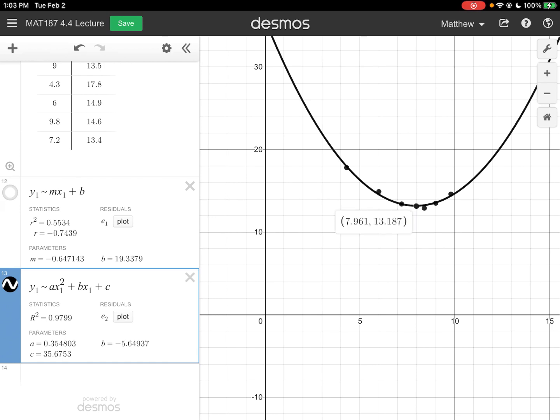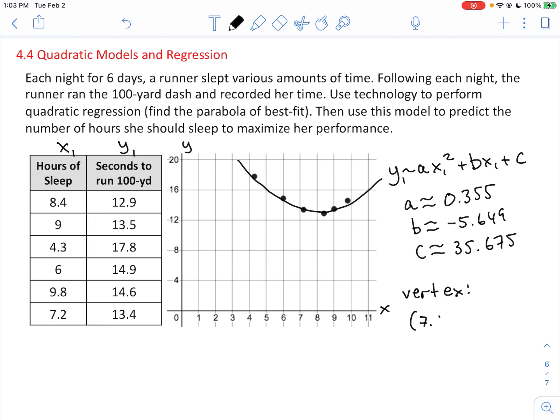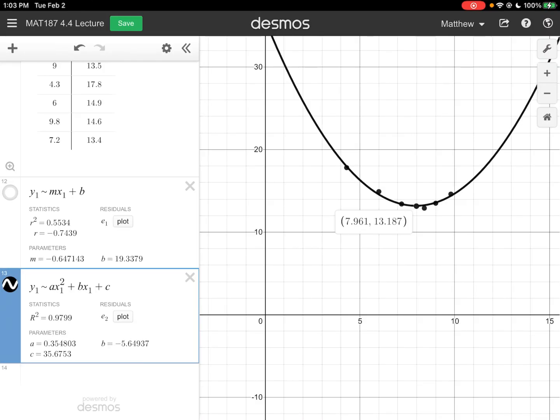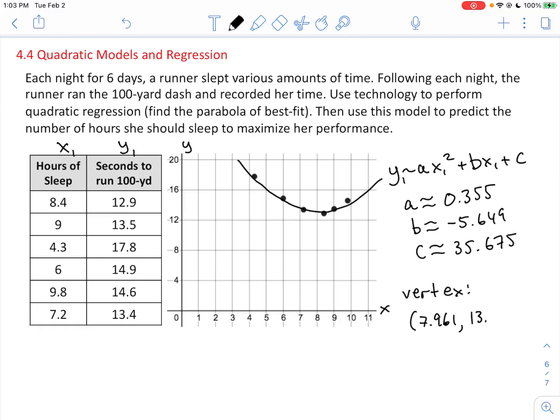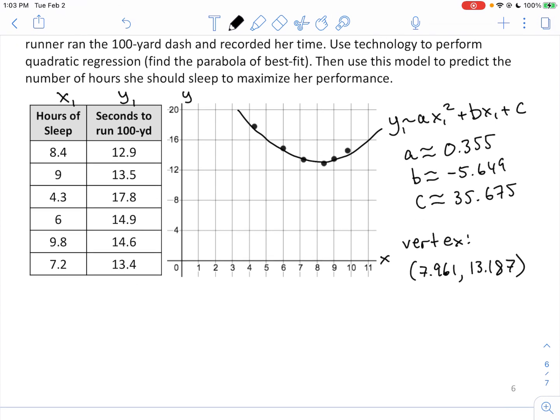And the vertex is 7.961, and the second coordinate was 13.187. So this suggests that she should sleep 7.961 hours, and that the time on the 100-yard dash will be expected to be 13.187 seconds. Now you might say, well, she actually did better when she slept 8.4 hours, but that might have been a fluke.